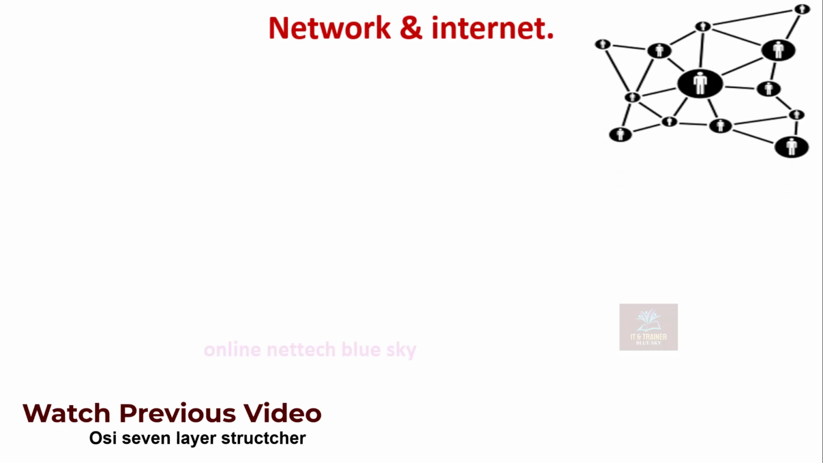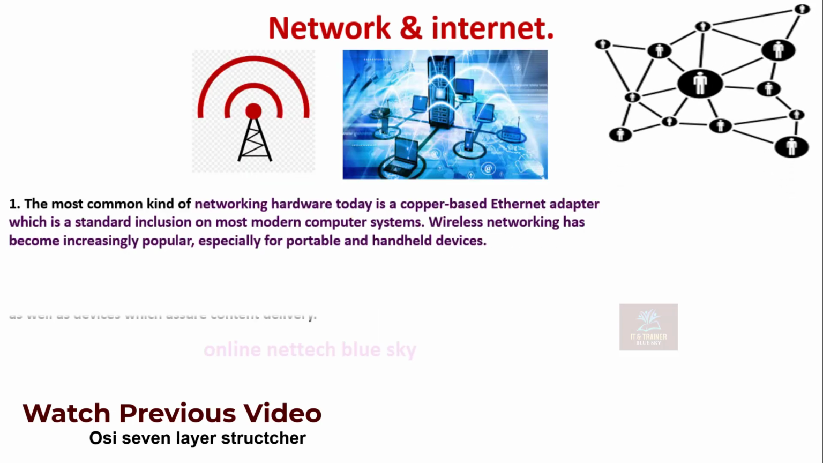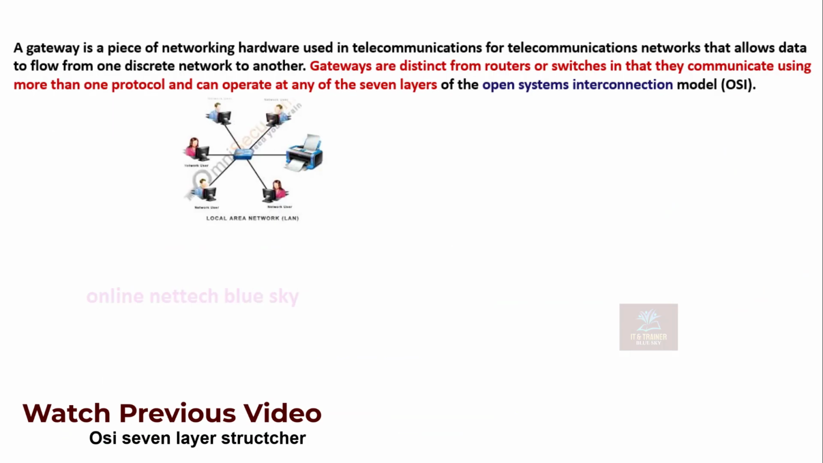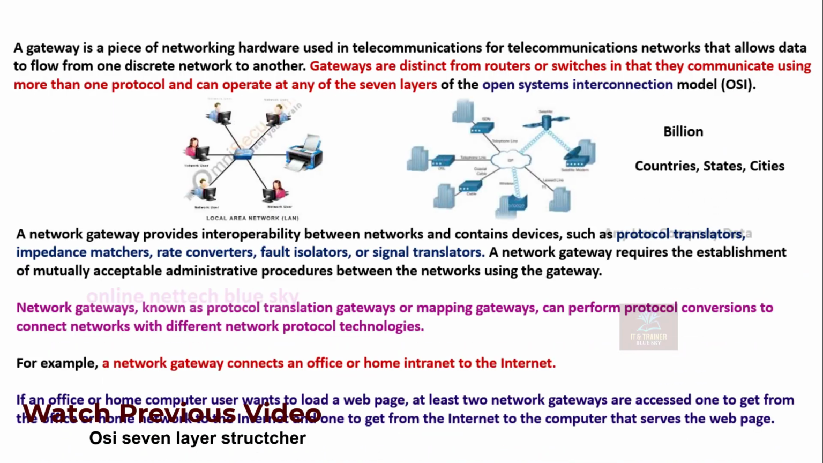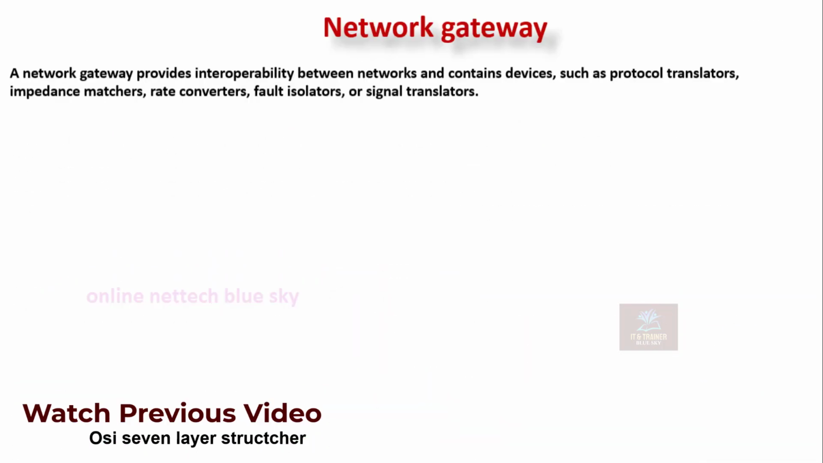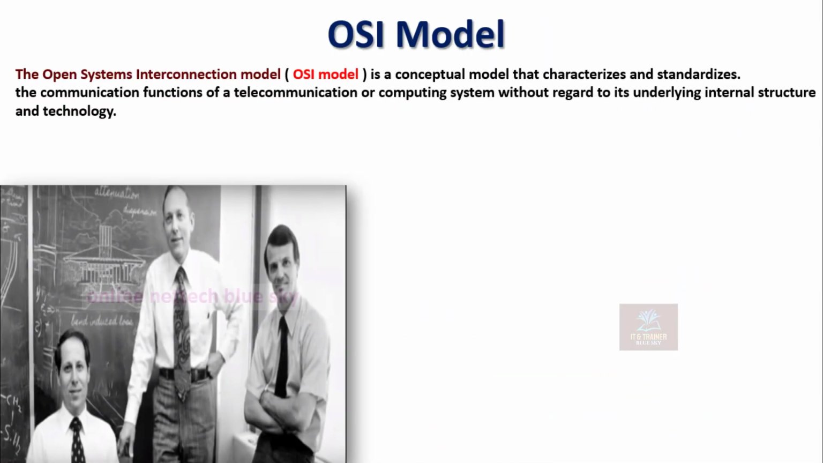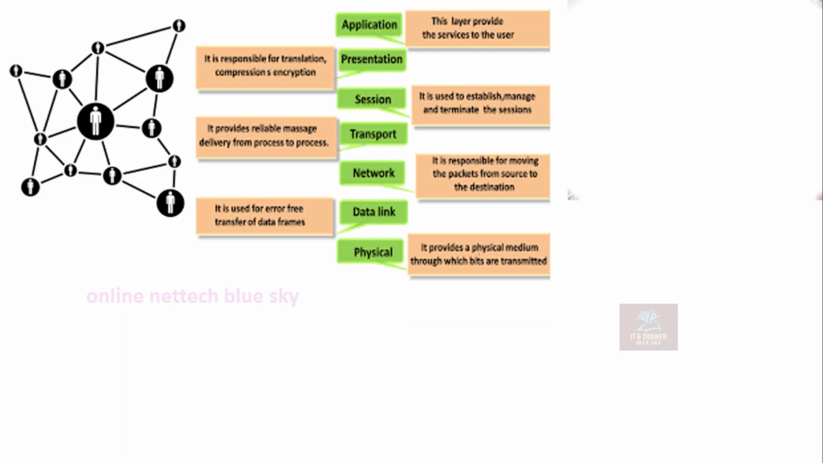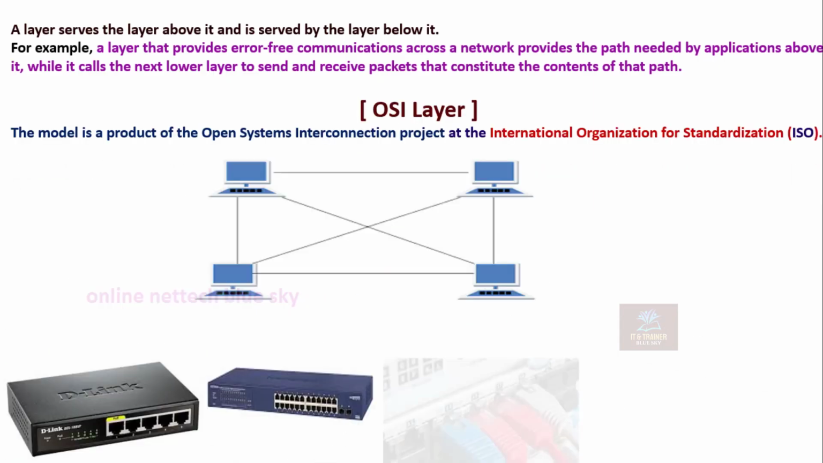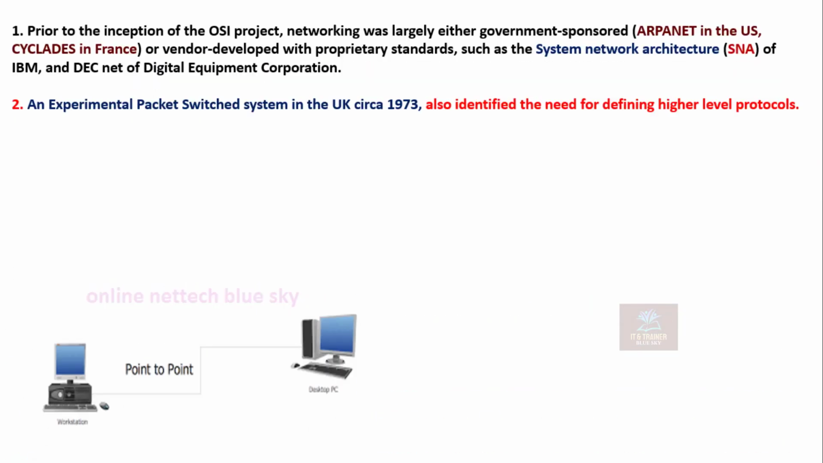it is very important for you. And network and internet, you can see here everything related to network and internet: what is a network, what is the internet, and the network gateway, what is the network gateway, why the network gateway system is important. And in the last previous video I told you OSI model related information, the OSI layers.